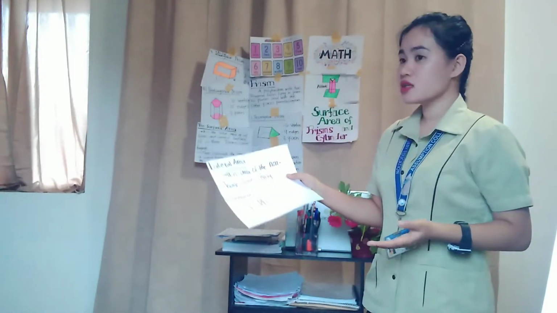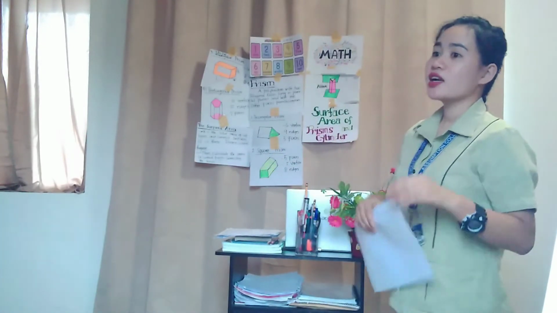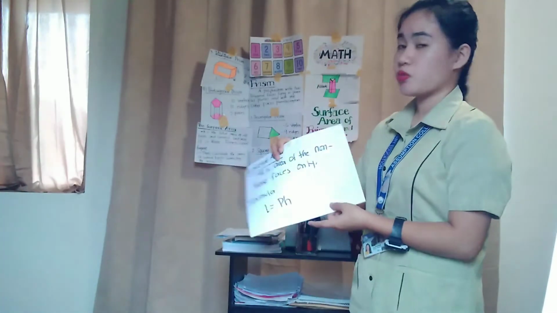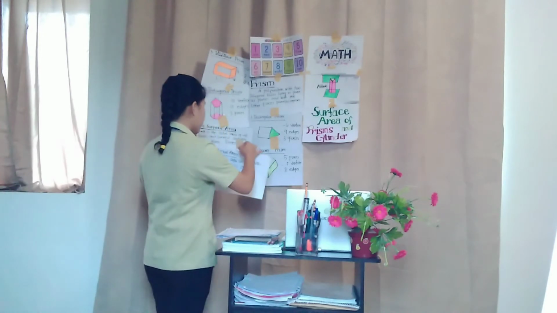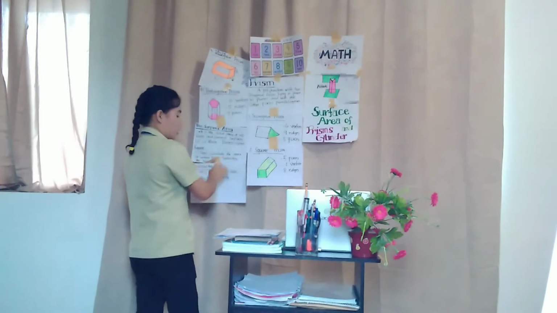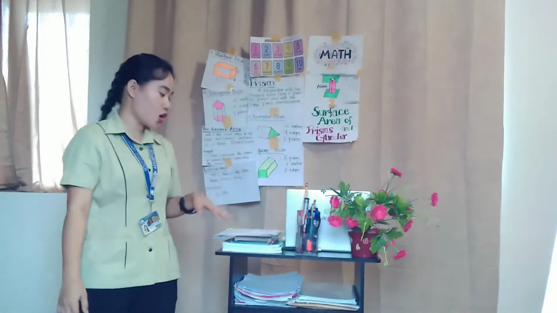What is lateral area? Lateral area is the area of the non-bases only. When a prism has its bases facing up and down, the lateral area is the area of the vertical faces. It can be calculated by multiplying the perimeter of the base by the height of the prism. We have the formula L equals PH. L is the lateral area, P is the perimeter, and H is the height.